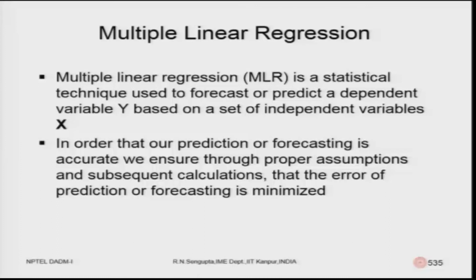Multiple linear regression is basically a statistical technique used to forecast or predict a dependent variable y based on a set of independent variables x. So, x is basically a vector. If you remember, I did discuss this point. I will try to go into more detail, not with the proofs, but more of the solutions.